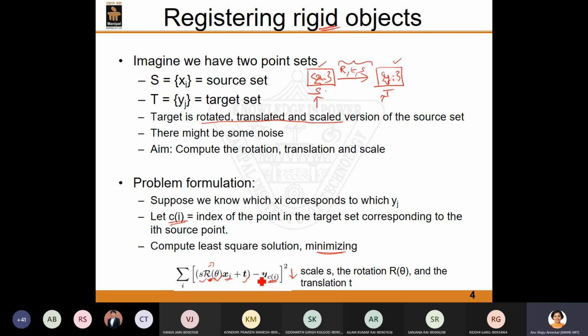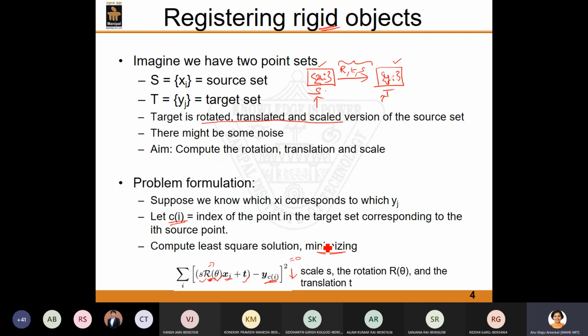Now, while you do that iteratively, what you're expecting is that if this target image is a true transformed version of the source image, I can say this value would be equal to 0.